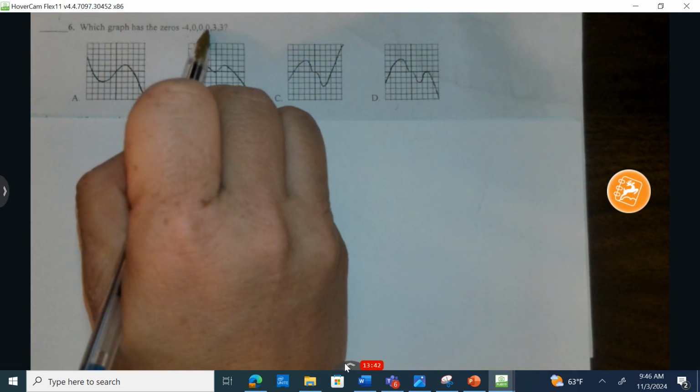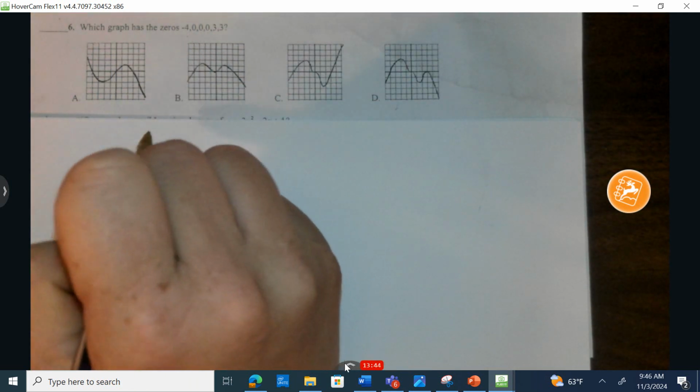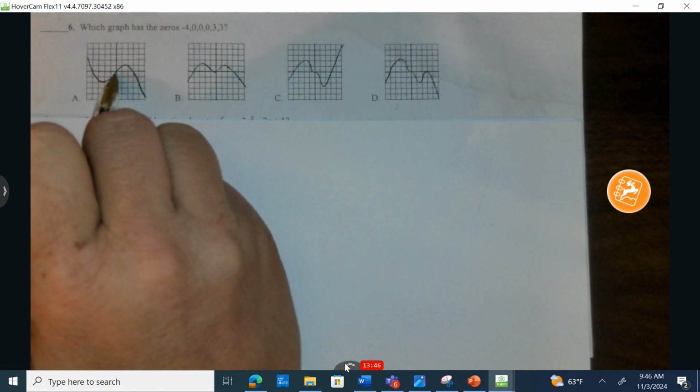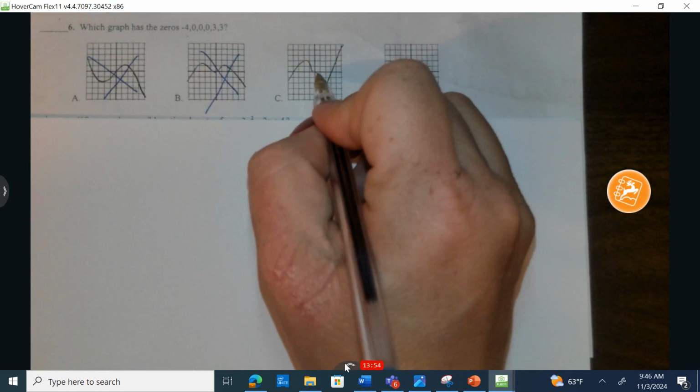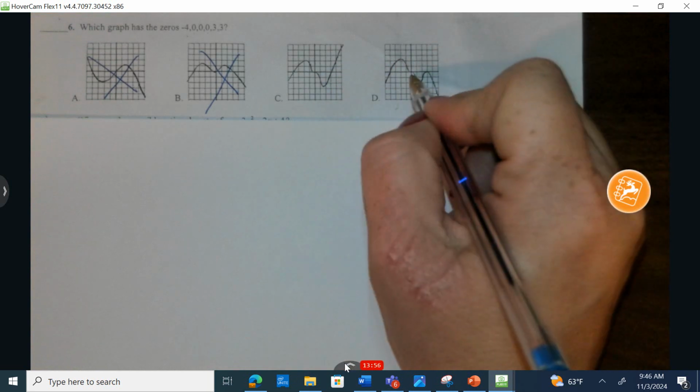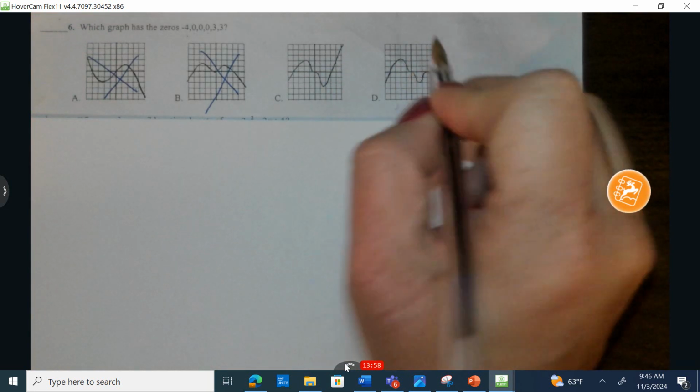Now 0 is written down 3 times. So at x equals 0, it needs to snake through. It does not snake through. It slashes through here. I know this cannot be the answer. It bounces off. It does not snake through. Okay, here we can see it snakes through. So I like this as an option. And here it snakes through. I like this as an option.